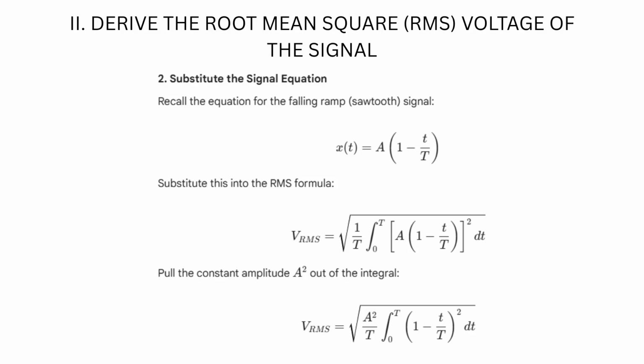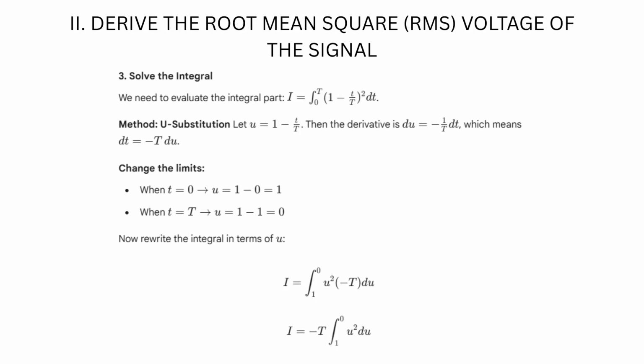And then we're going to put the constant amplitude A squared out of the integral. So V sub RMS is now equal to the square root of A squared over big T times the integral from 0 to big T of the quantity (1 minus t over T) squared dt. Now we set u equal to 1 minus t over T. Taking the derivative, du equals negative 1 over T dt, which means dt is equal to negative T du.